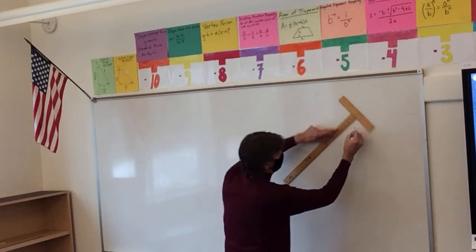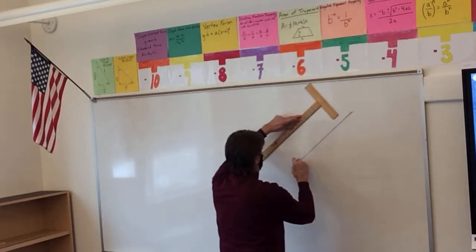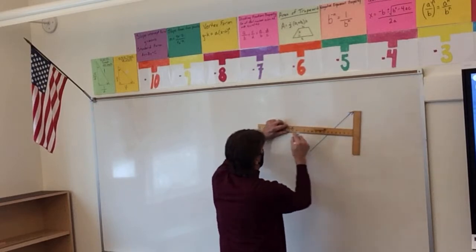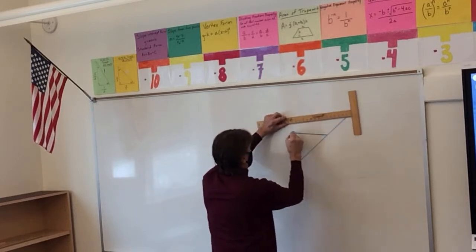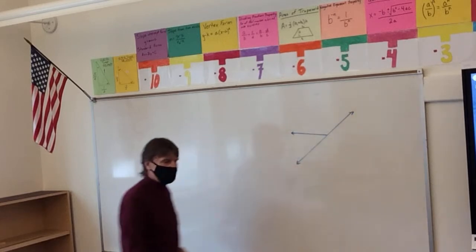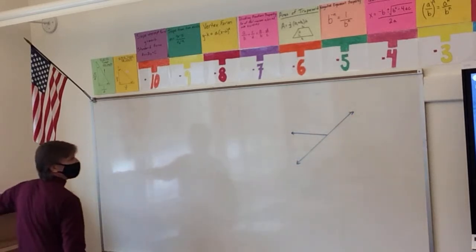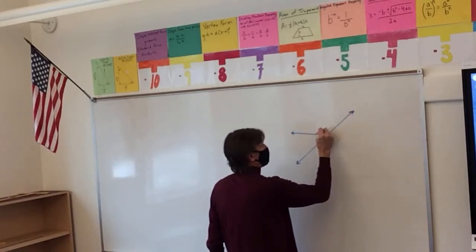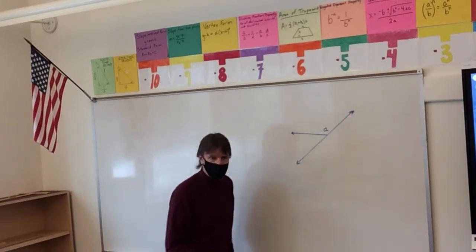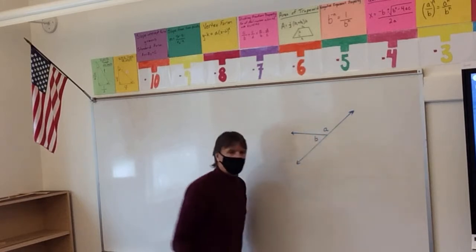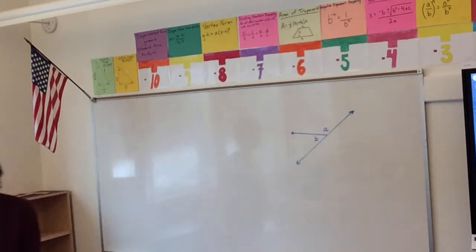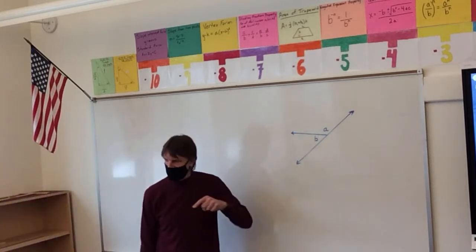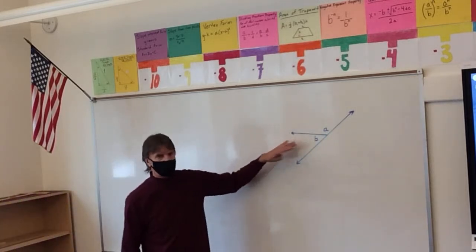I'm going to draw a line here. And then I'm going to draw a ray coming off of that line. That's a linear pair. There you go. I'm going to call this angle A. That's angle B. So, what is a general statement that you can make about these two angles?